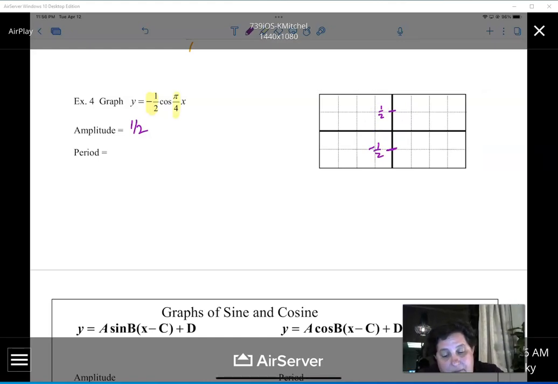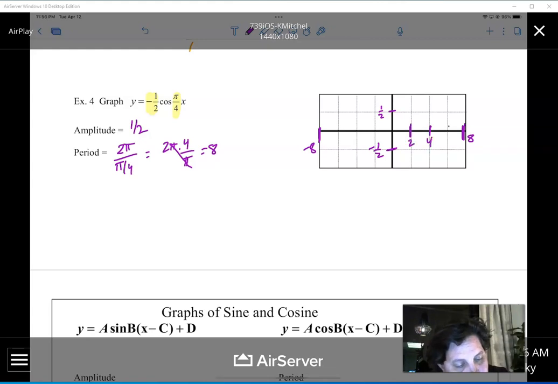This is crazy. All right, remember the period is 2 pi over B. So 2 pi over pi over 4 is the same thing as 2 pi times 4 over pi, which is 8. All right? So that means this goes out to 8, negative 8, and I cut it in fours. 2, 4, 6, 8.